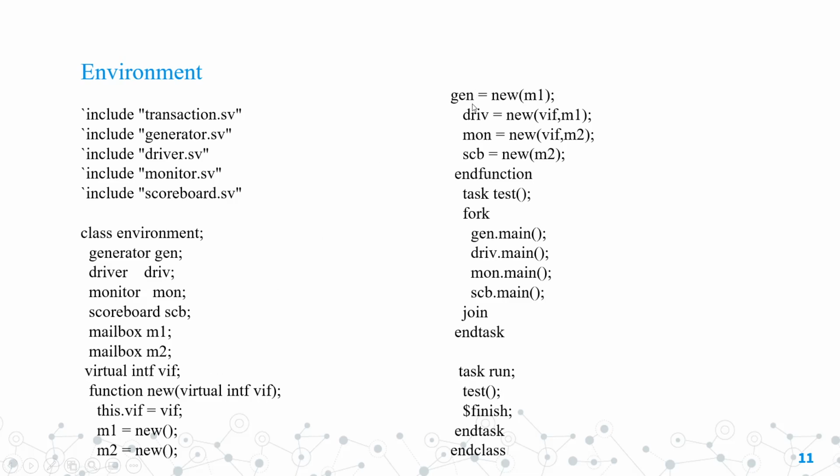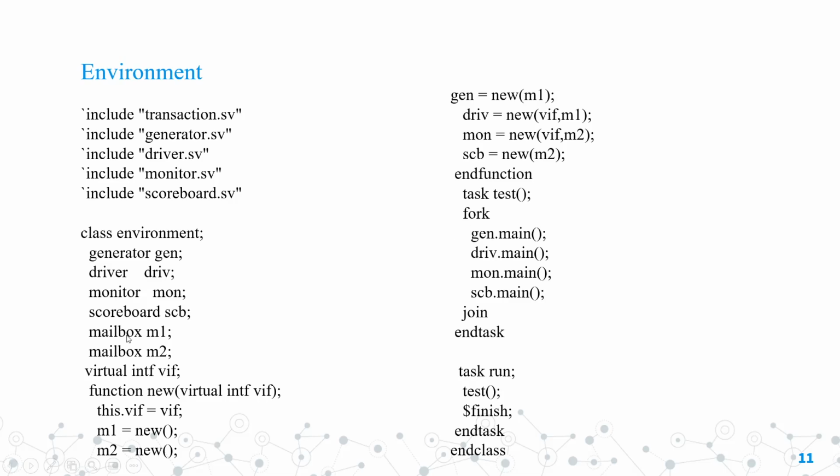As we wrote new functions in generator, driver, monitor, and scoreboard, we are passing some inputs to the functions and running those new functions in this environment. And I have written a task called test, which will run the main tasks which we wrote earlier in the generator, driver, monitor, and scoreboard. I have named this task test. To run this task test, I have used another task run, so that at the end of running this task, I can write $finish so that the simulation will be stopped.